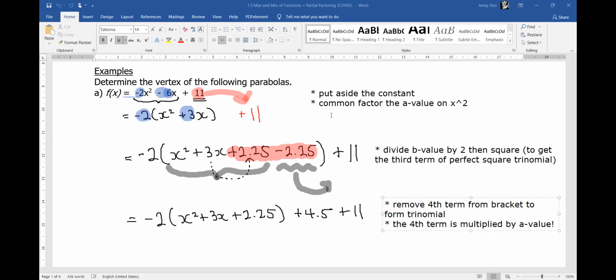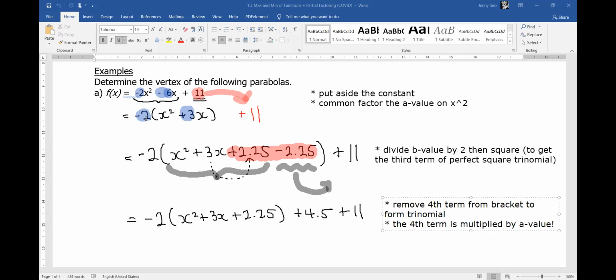These three numbers, they're still part of the bracket. I'm not going to multiply. I'm not going to do distributive property. But that last one, because I'm removing it from the bracket, I do the distributive property, and it becomes multiplied by the a value. Yes, David? Can you not combine 4.5 and 11? I'm getting there. You're too fast for me.